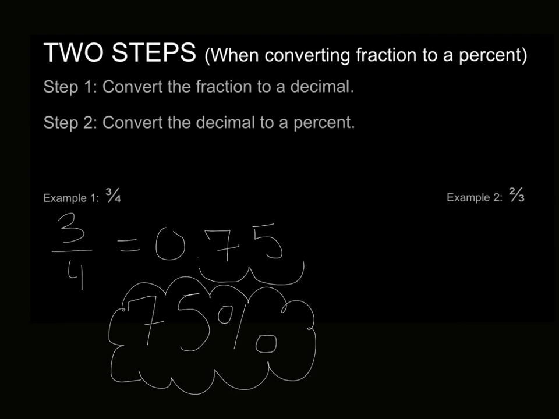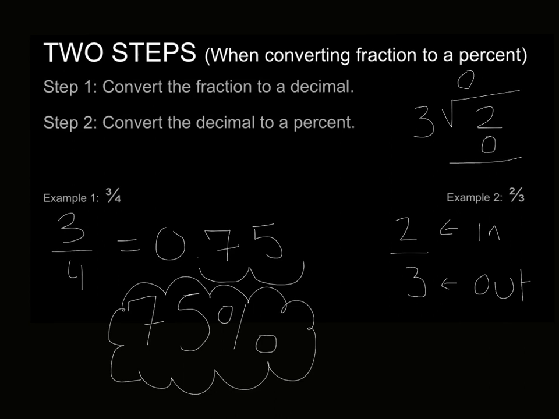For our second example, we have 2/3. For 2/3, we're going to have to divide because that is not one of those fractions that we just know, for example with money, with 3/4. So I'm just going to divide this one. Remember, top in, bottom out. 2 is in, 3 is out. 3 goes into 2 0 times. 0 times 3 is 0. 2 minus 0 is 2.